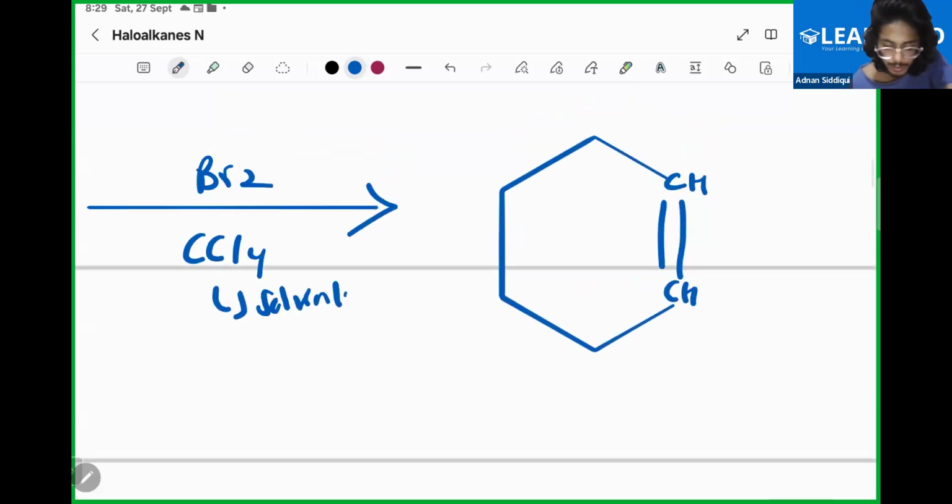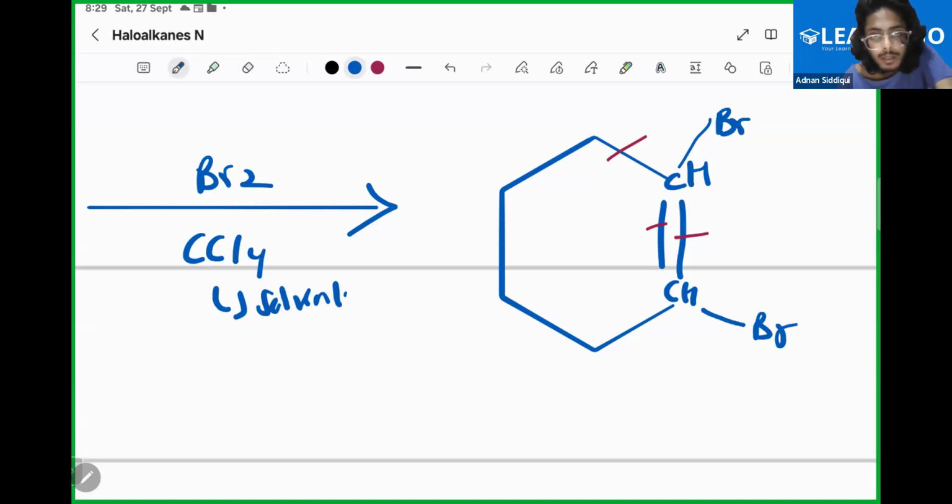Now you have to tell me how many bonds this carbon is making. Two, total 1, 2, 3, and with this hydrogen as well, four. Four bonds. Similarly, this is making four bonds as well. Now, can carbon make more than four bonds? No. So if I am adding a bromine here and here as well, how many bonds is this carbon holding? Five each. It is not possible.